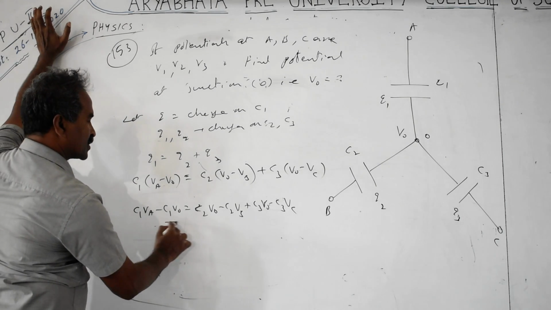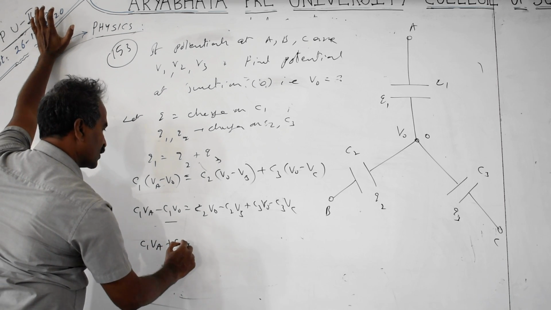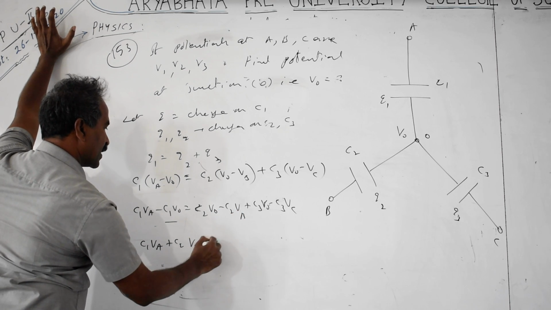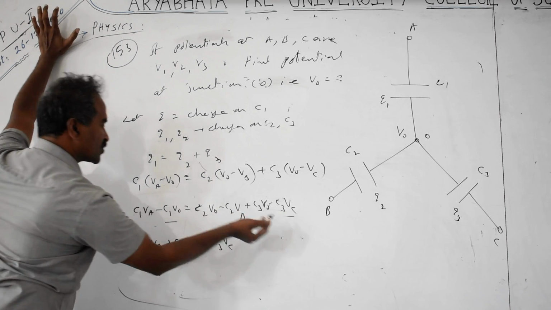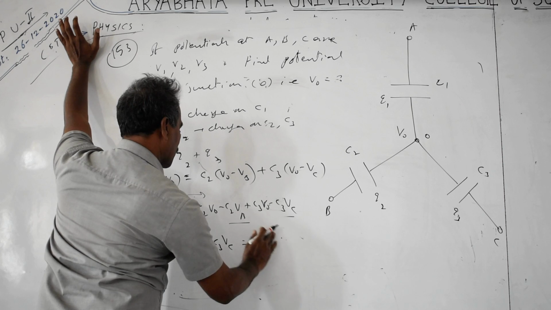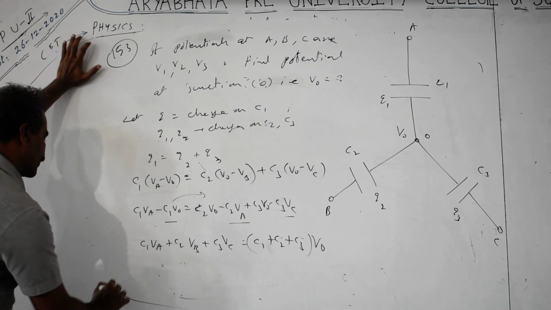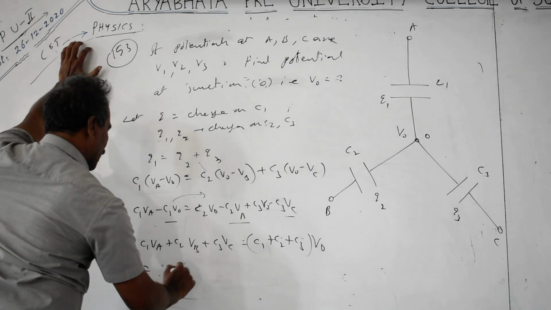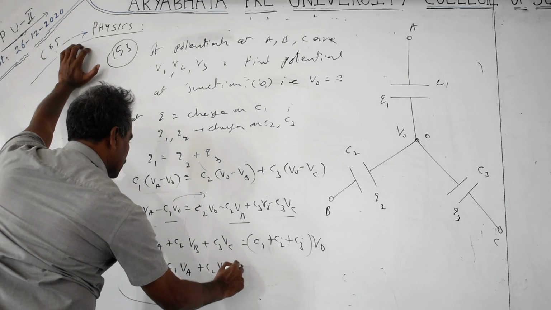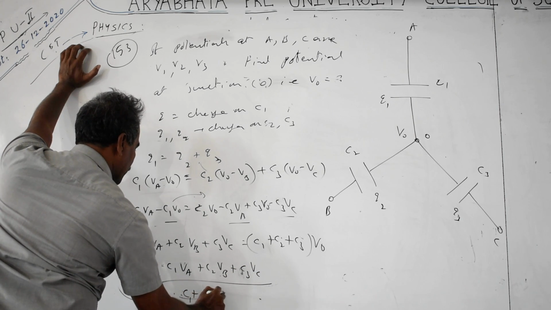So VO terms you take to one side. This one take it to the right side, becomes plus C1 VA plus C2 VB plus C3 VC. I am taking these negative terms to the left side, becomes positive. C1 plus C2 plus C3 whole into VO. We want VO. Therefore, VO is equal to C1 VA plus C2 VB plus C3 VC by C1 plus C2 plus C3.